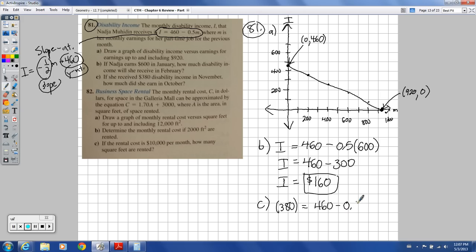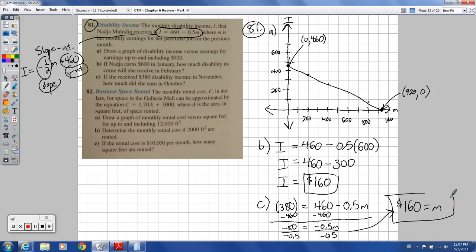So at 460 minus 0.5 times M, if I subtract 460, this looks a little more reasonable here. I'm going to have negatives to start with, but dividing by the negatives will get rid of that. So this would be negative 0.5, divide by negative 0.5, and they happen to make it the same number here. So M is going to equal positive 160 again.